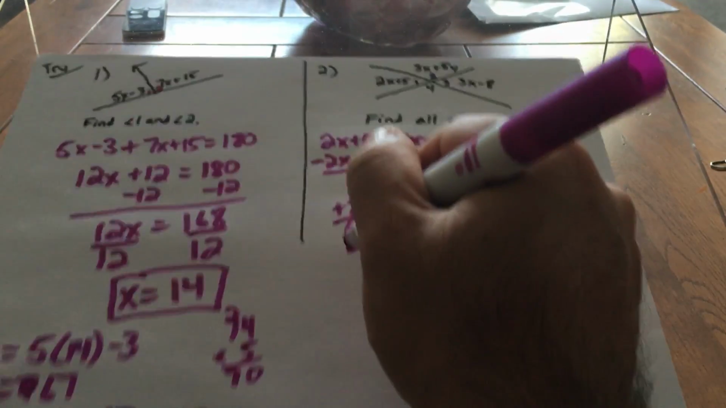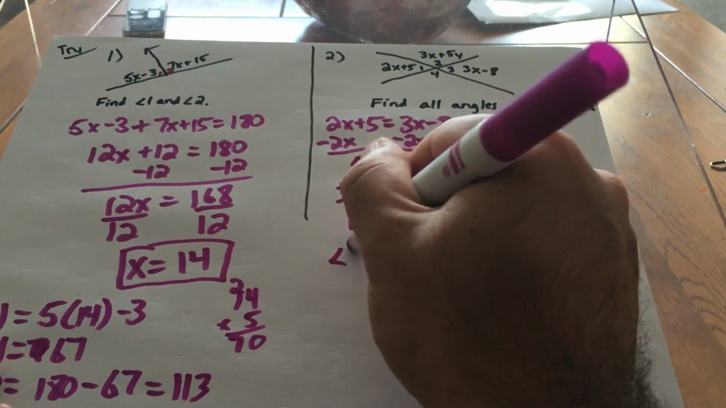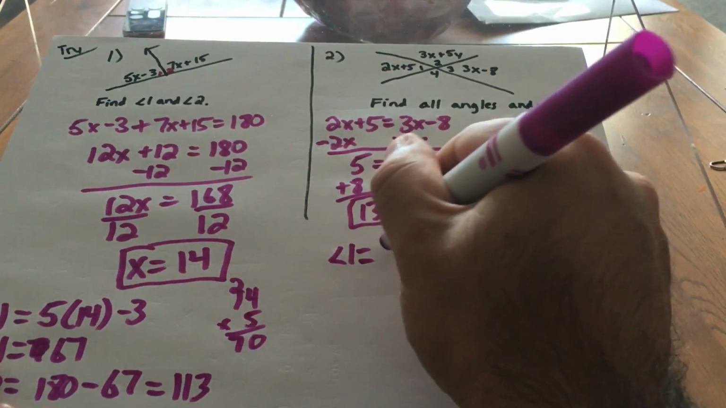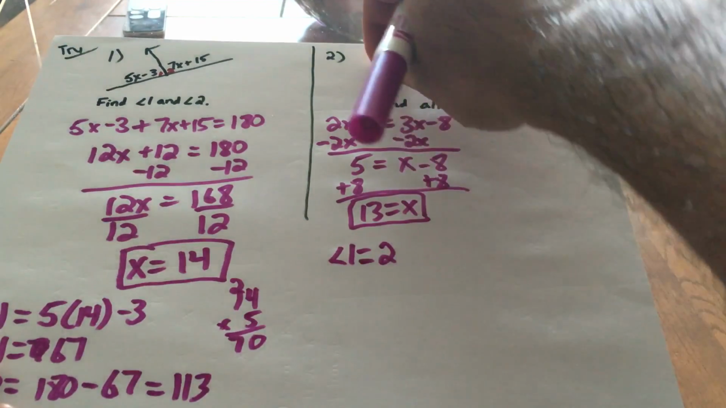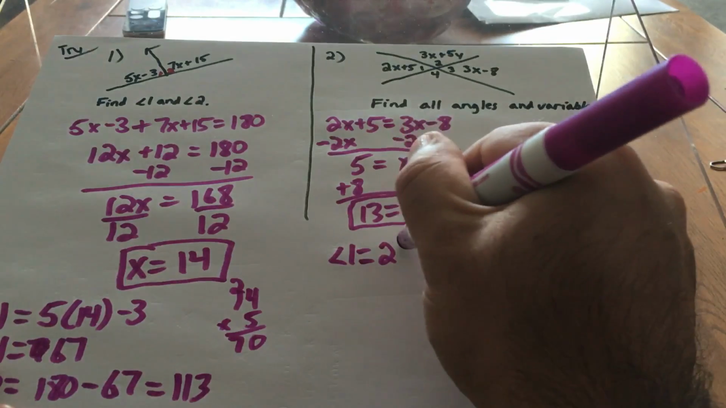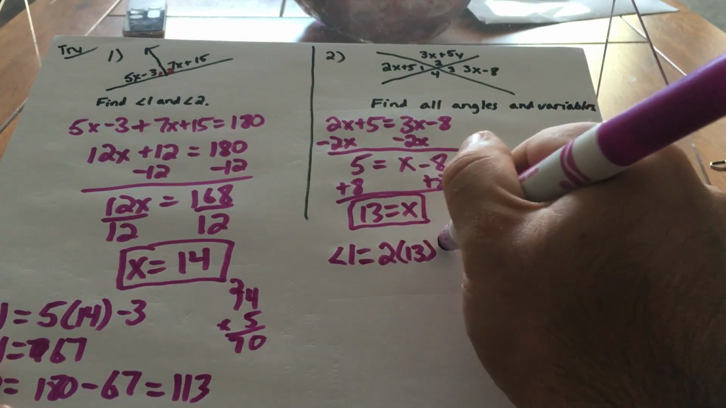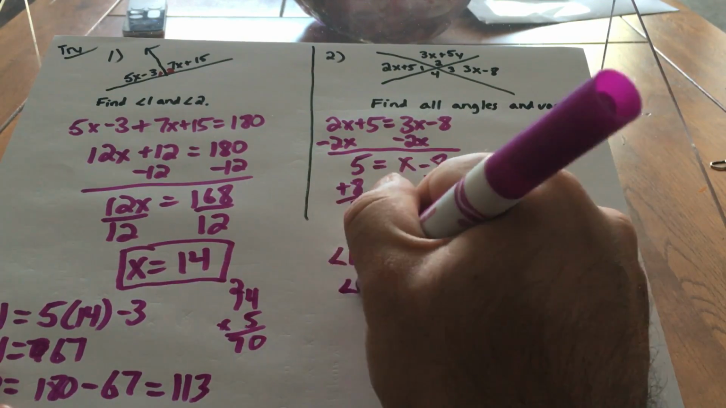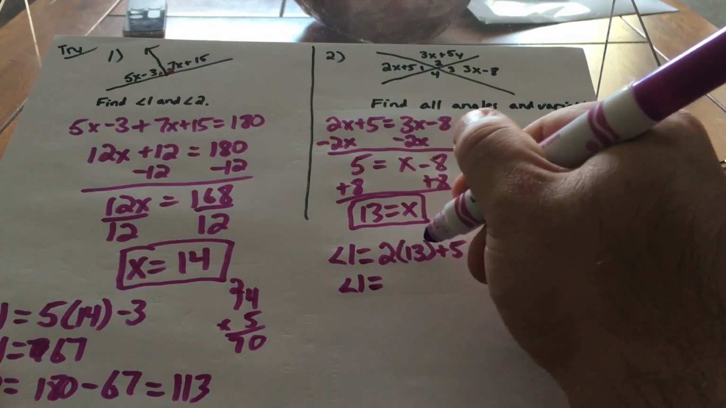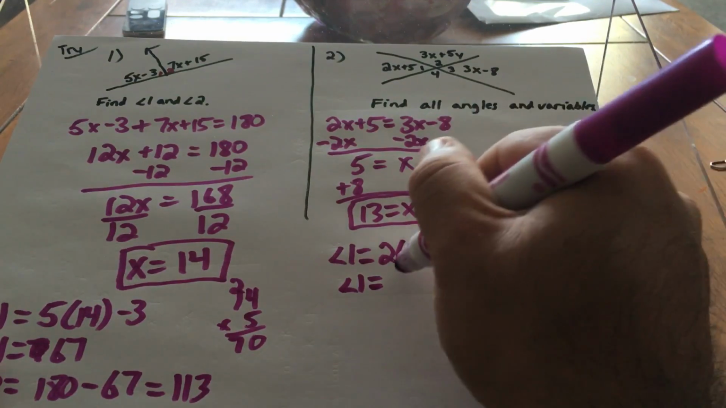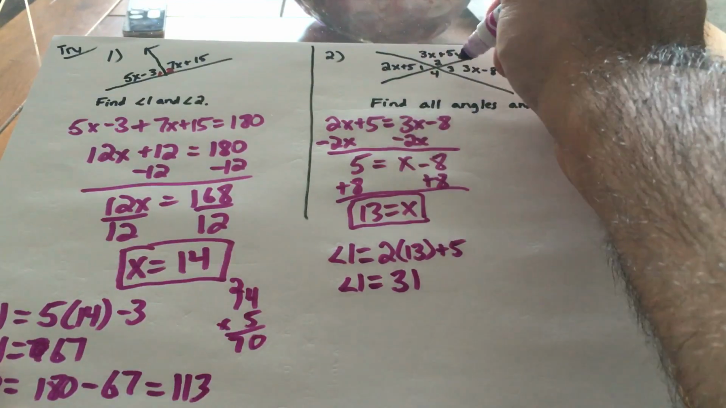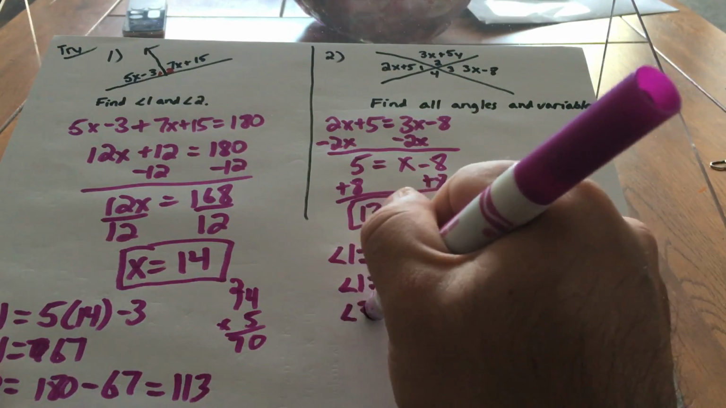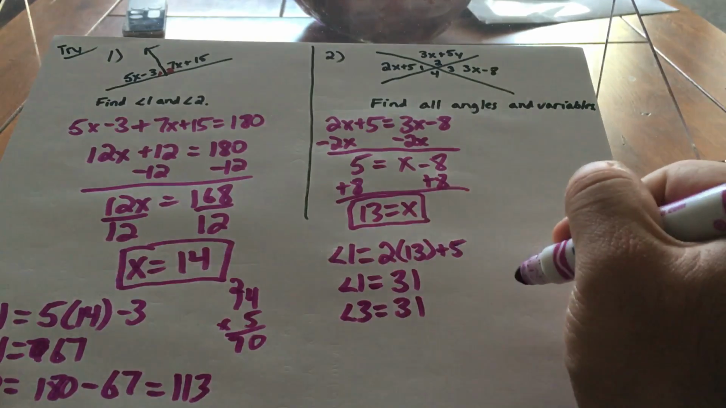If we want to find angle 1 now, we just plug and chug. Angle 1 is this expression, 2x plus 5. So we're going to lift out the x, and we're going to put 13 in there. 2 times 13 plus 5. So angle 1 is equal to, well, 2 times 13 is 26, plus 5 is 31. So immediately, due to the vertical angle theorem, we know that angle 3 is equal to 31.